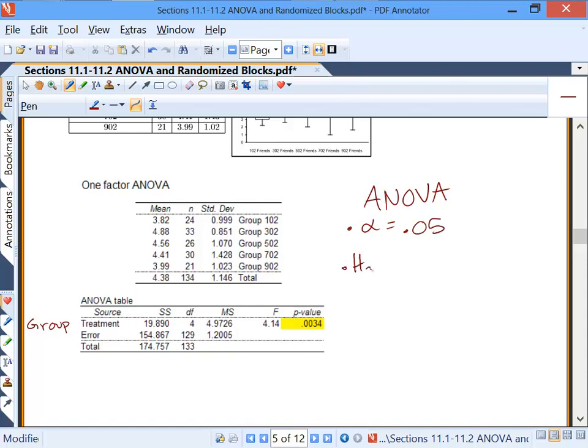We do need to know our null and alternative hypotheses. So the null hypothesis is that, specifically, all means are equal. Okay, and the alternative is that at least one is different. Do we know which one is different? Or how many are different? No, just that at least one is different.